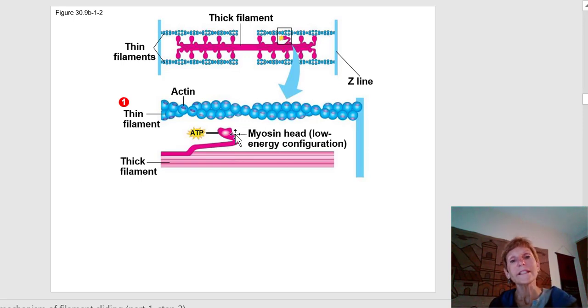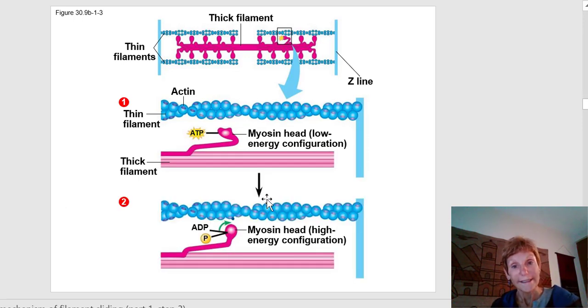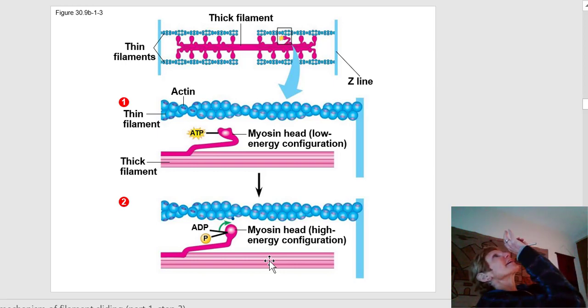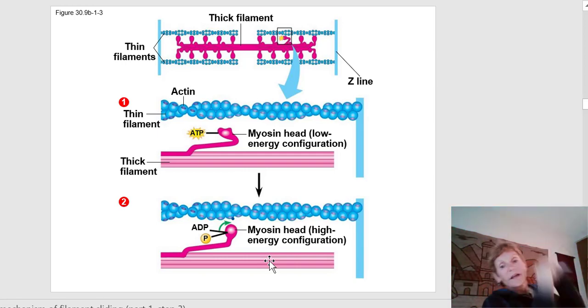And it'll sit there until it hydrolyzes or breaks down the ATP, which will provide it the energy to actually cock its head. So upon hydrolyzing this ATP, the myosin uses some of the energy to cock its head like this. It hasn't grabbed onto actin yet, but it's in this high energy state. And it's going to be waiting to see if it can find a place on actin to bind. And when it does, that's the next step.